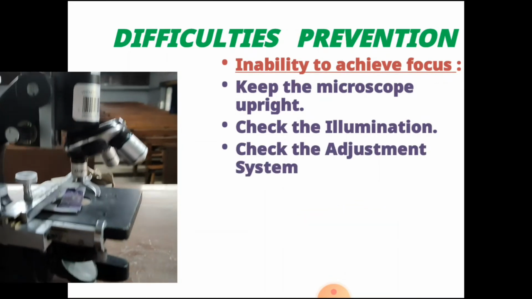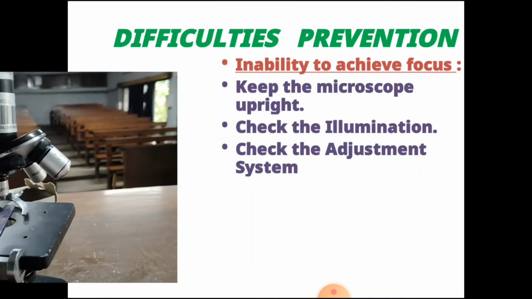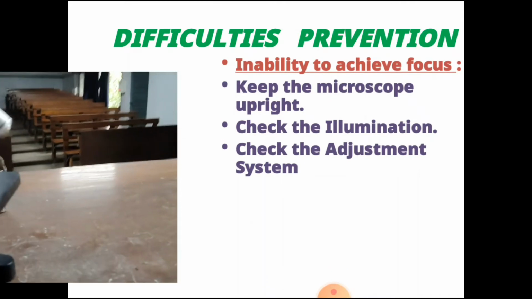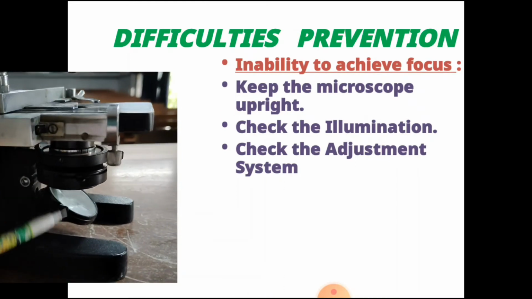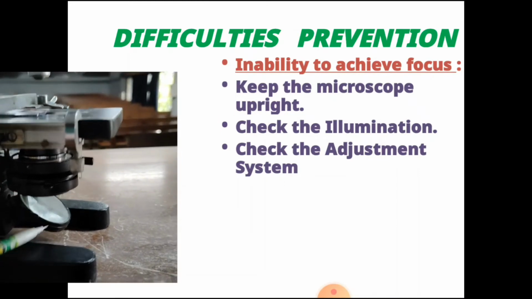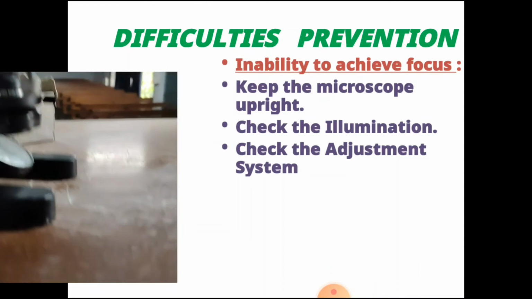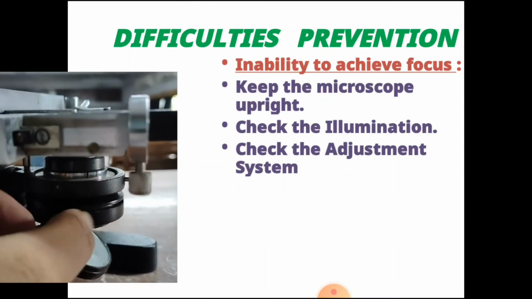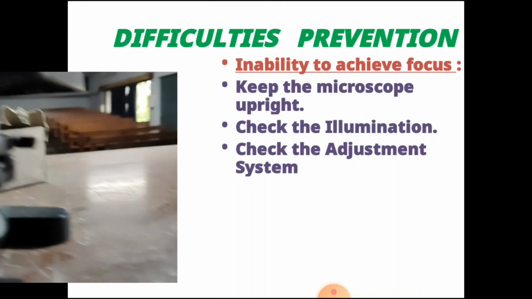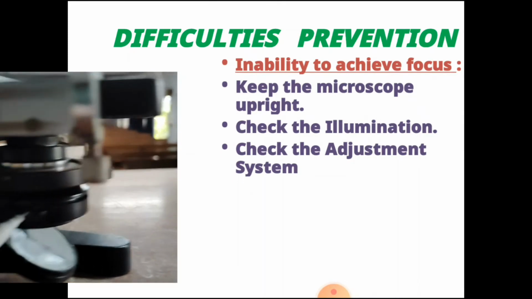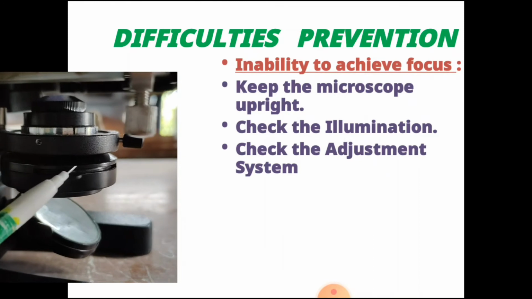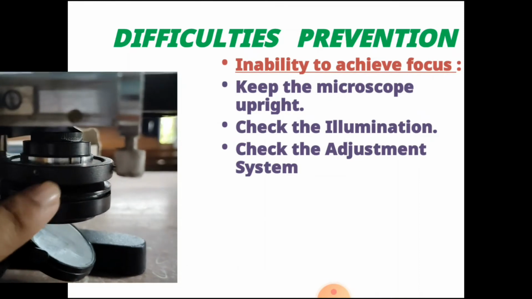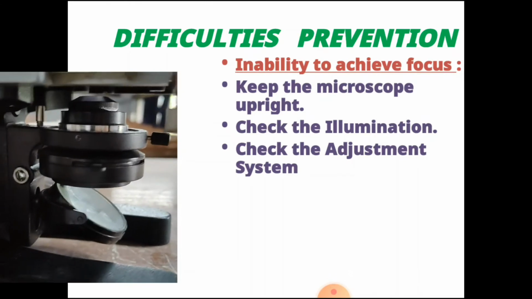Check the adjustment system. When you use the low power objective lens, the condenser remains in the lowest position, concave mirror is used, and iris diaphragm is slightly open. This is the handle of the iris diaphragm.